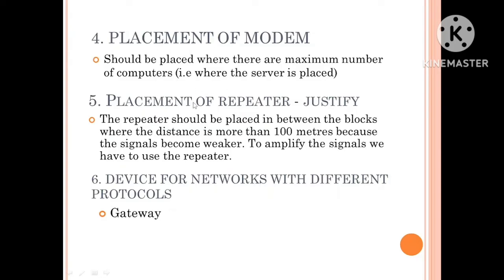Then justify the placement of repeater. Where should the repeater be placed? Now in the picture you just saw the distance between each block. So you should write the repeater should be placed from which block to which block. Justify. What is justification? You have to write the distance is more than 100 meters. So the repeater should be placed to amplify the signals.